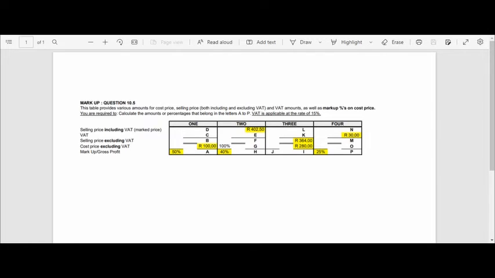Selling price including that, so that is the consideration. Then we've got the value added tax. Then we've got the selling price excluding the value added tax. We've got the cost price excluding value added tax. And we've got the markup or gross profit, right? So therefore, ladies and gentlemen, we've got to go and complete that table.